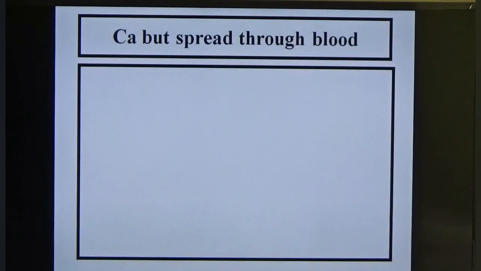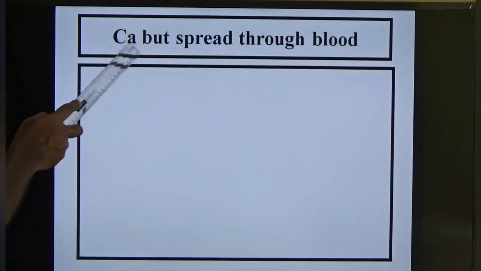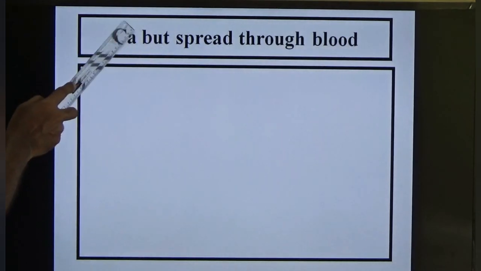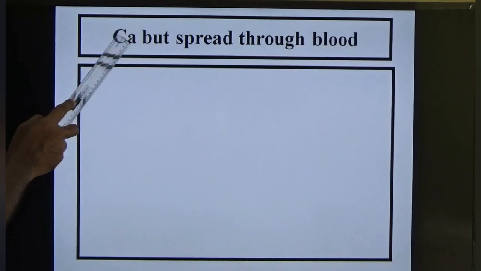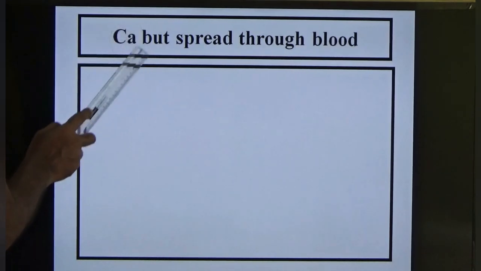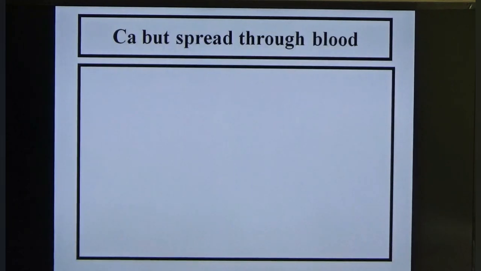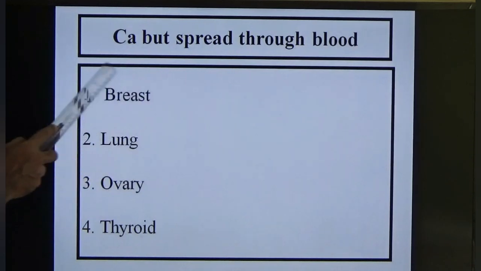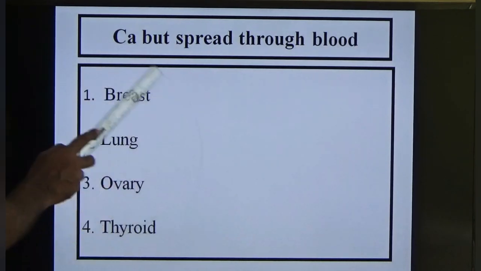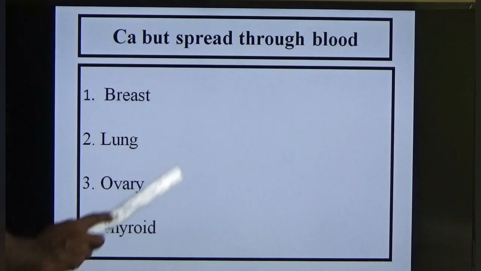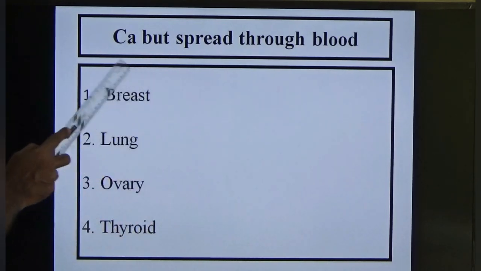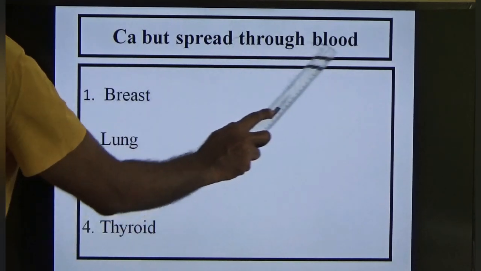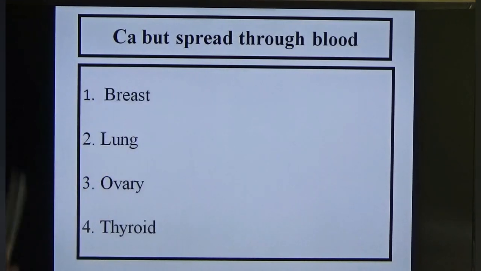Okay, some exceptions. Some tumors are carcinomas in nature but spread through hematogenous spread. Usually, as a general rule, all carcinomas spread through lymphatic spread. But some carcinomas spread through the blood. Which ones? The breast, lungs, ovary and thyroid. These are all made up of epithelial tissue. A tumor developed from epithelial tissue normally goes by lymphatic spread. But here the tumors developed from those organs are carcinomas but spread through the blood. So these are some exceptions.